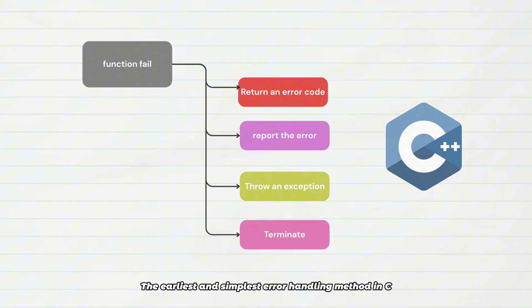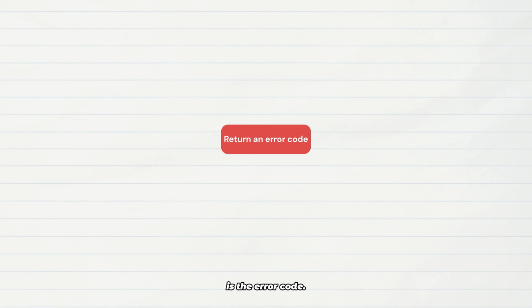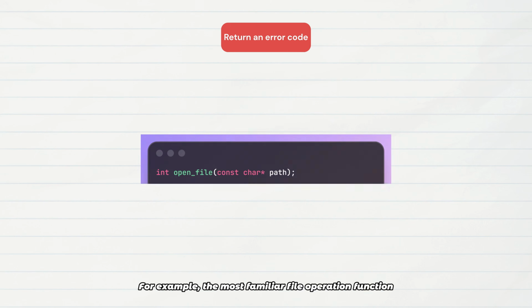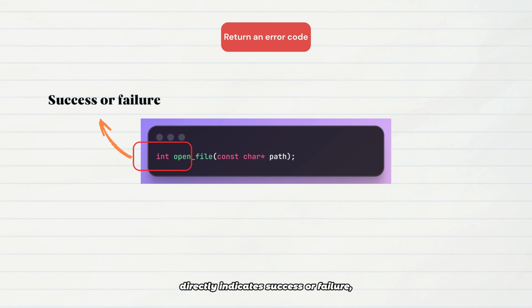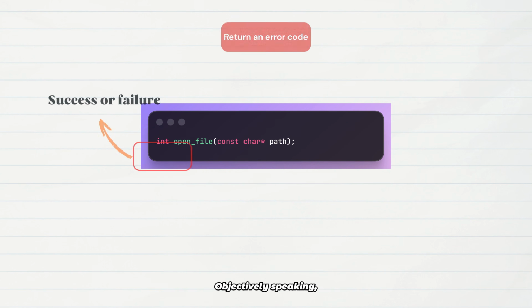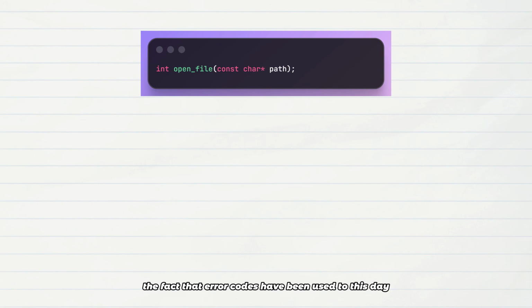The earliest and simplest error handling method in C++ is the error code. For example, the most familiar file operation function for all of us typically looks like this on the screen. The return value of the function directly indicates success or failure, and the caller must check the return value themselves. Objectively speaking, the fact that error codes have been used to this day certainly means they have their merits.